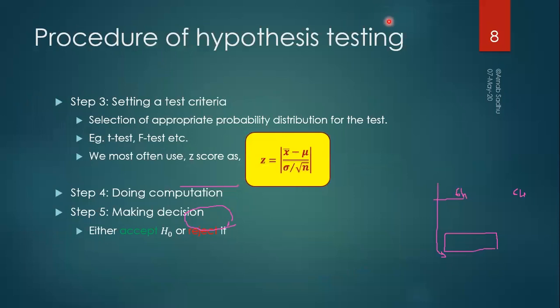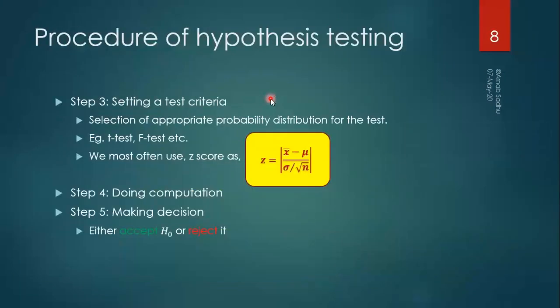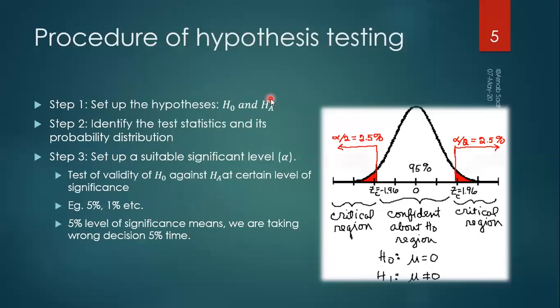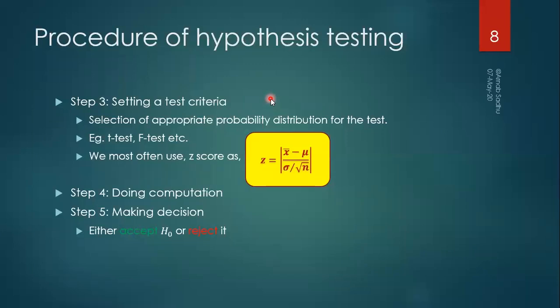The procedure for hypothesis testing, we had stopped at step 2. Remember here, in step 3 we had set up a suitable significance level alpha. Now comes the selection of an appropriate probability distribution for the test. As I said earlier, identify the test statistic. So here we select an appropriate probability distribution in step 3. It can be a t test, it can be an f test. Most often we use the Z score. How do we calculate the Z score? This is the method of calculating Z score.